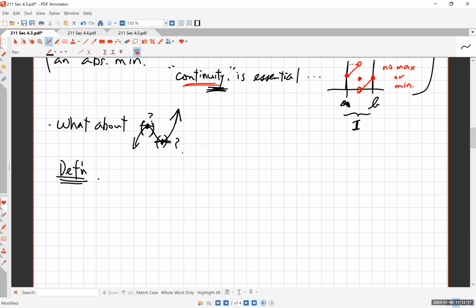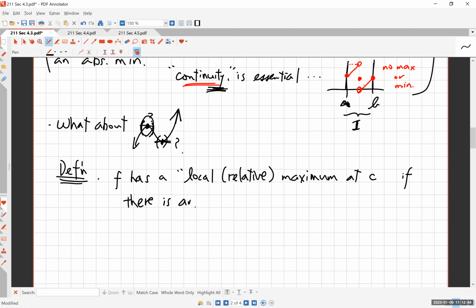All right, going back to this new definition, we say f has a local maximum at C. Some people call this relative as opposed to absolute. Local is the better term, I think. If, now again, I'm trying to describe something like that, if there is an open interval I, where I stands for an interval, containing C, such that, S.T. means such that.